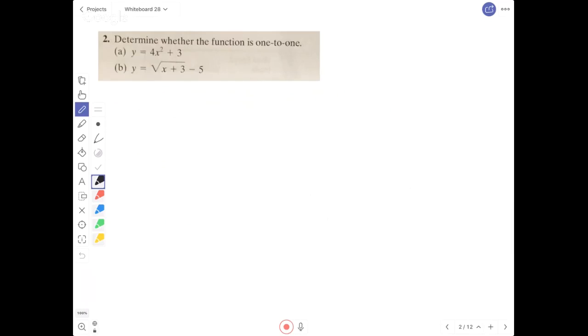Determine whether the function is one-to-one. Ooh, now I kind of need to pull up the standards. Do we have any standards about one-to-one functions? I think we have standards about functions being invertible. So this relates to an extended standard.